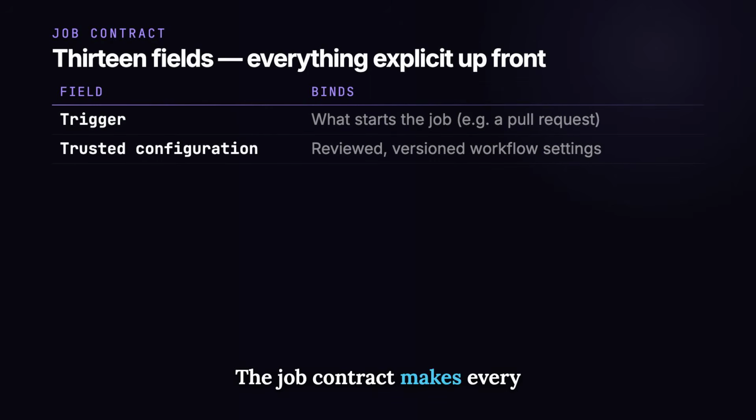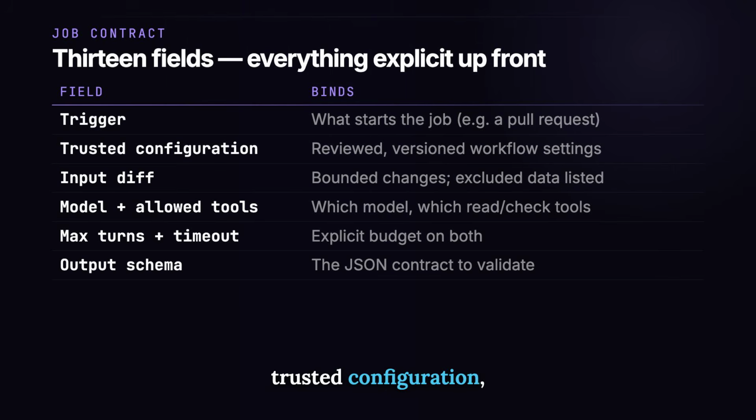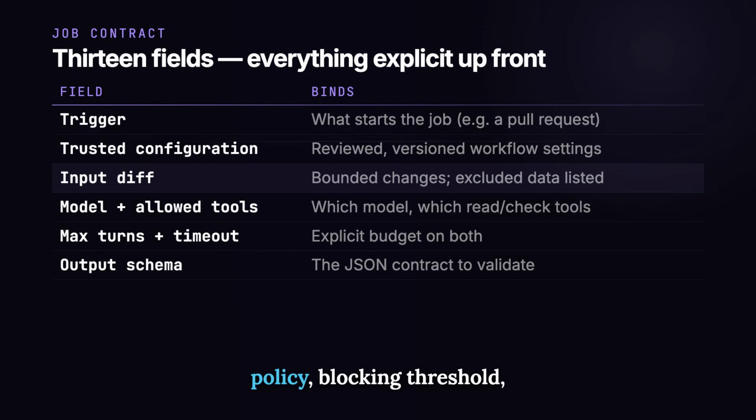The job contract makes every decision explicit before the run. Trigger, trusted configuration, input diff, excluded data, model, allowed tools, maximum turns, timeout, output schema, artifact retention, failure policy, blocking threshold, override process. 13 fields. The first 6 bound the input: what starts the job, what configuration it trusts, and exactly which changes it may see. The rest binds the run itself: how long, how many turns, what output shape, and what happens on failure.